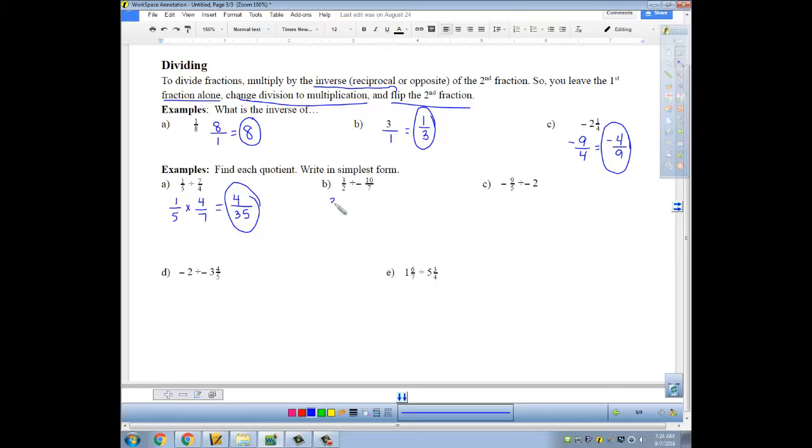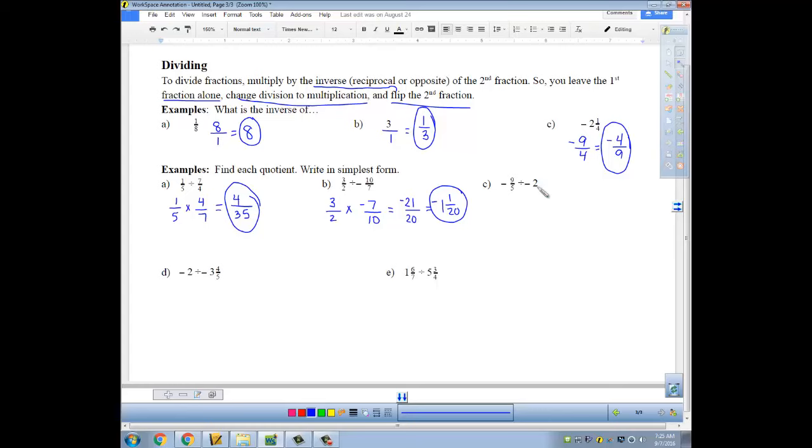Part B, keep the first fraction, change division to multiplication, flip the second fraction. So notice I put my negative with my numerator, even though the negative was on the entire fraction. That's just to make sure that negative gets transferred over somehow. 3 times negative 7 is negative 21. 2 times 10 is 20. 20 goes into 21 once with a remainder of 1 over 20, and it was negative.